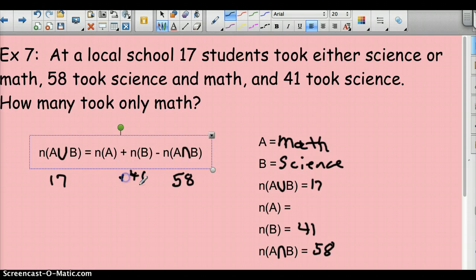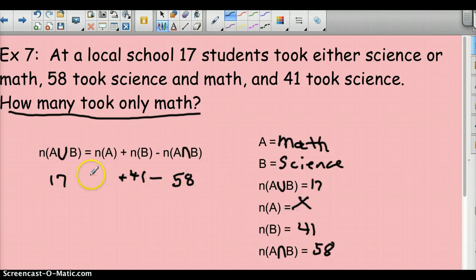Finally, as you look here at my example, they're asking how many took only math. Well, the people that took only math are the A people. That's what I'm looking for. That's my variable. That's where the X goes.